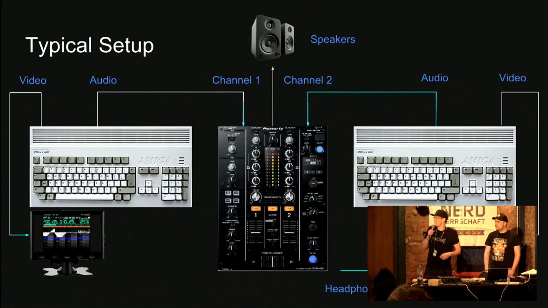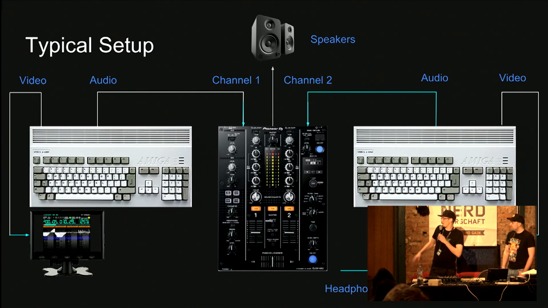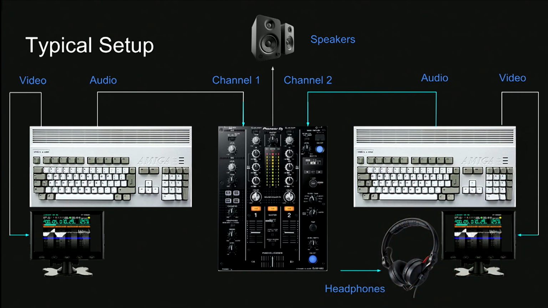So this is a typical setup that you'd have. This one obviously having two Amiga 1200s. You'd route your audio from each Amiga into each separate channel of your DJ mixer, which is then routed up to your speaker system. And then you route video out to a couple of screens so you can actually see what you're doing, and a set of headphones so you can hear what you're doing.